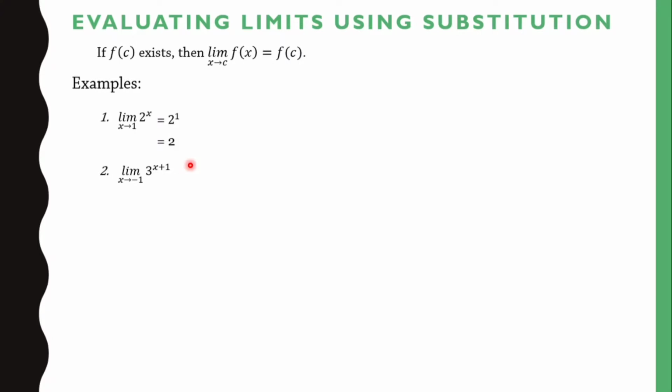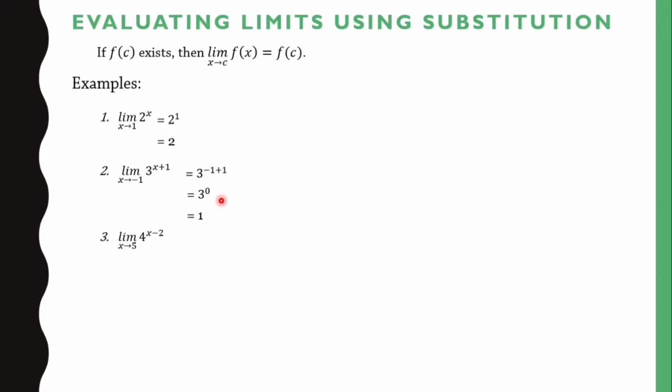Next example, we have the limit of 3 raised to x plus 1 as x approaches negative 1. Substitute negative 1 to x, we get 3 raised to negative 1 plus 1, or that is 3 raised to 0. Remember in the laws of exponents that any number or variable raised to the exponent 0 is equal to 1. So 3 raised to 0 is equal to 1. Therefore, the limit of 3 raised to x plus 1 as x approaches negative 1 is 1.